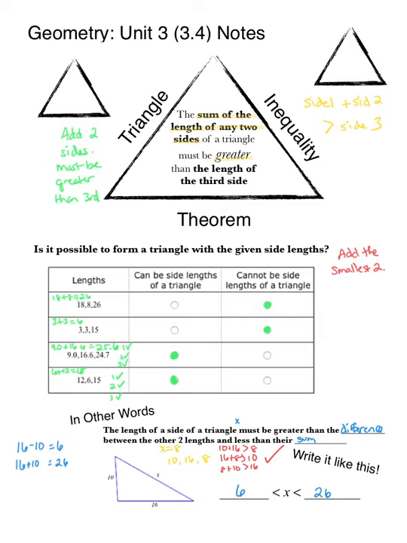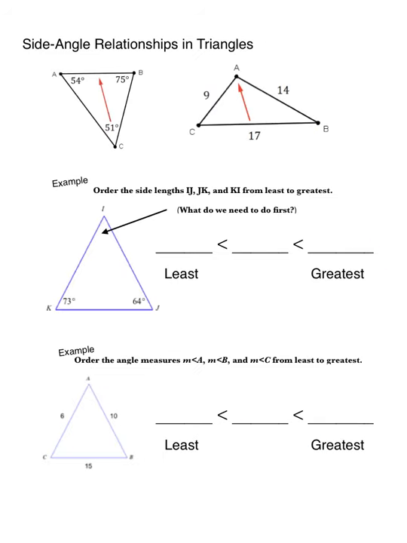So what we're looking for here for our little chart, the difference and the sum. X has to be between the difference of the two sides you know and the sum of the two sides you know. Okay? It's far less complicated than you think once you get this in your brain. Let's go to the next page.